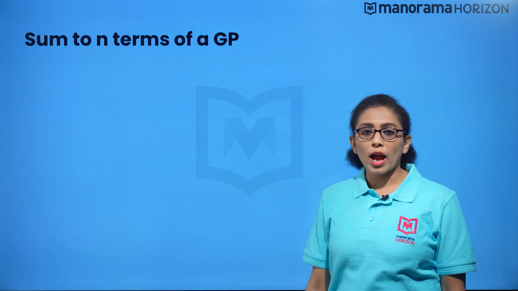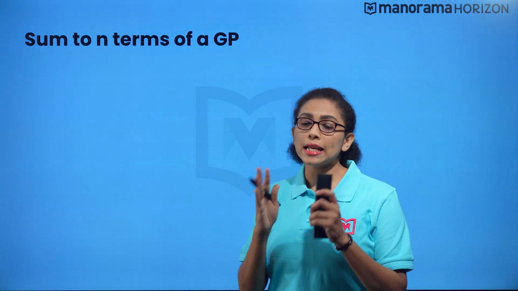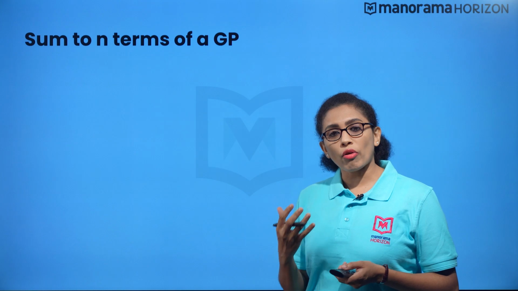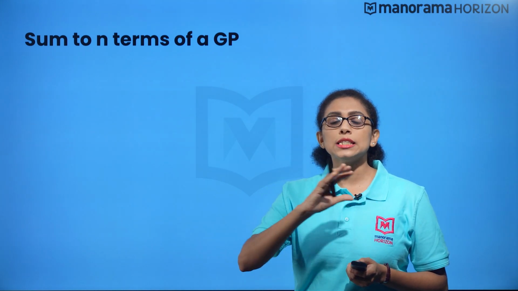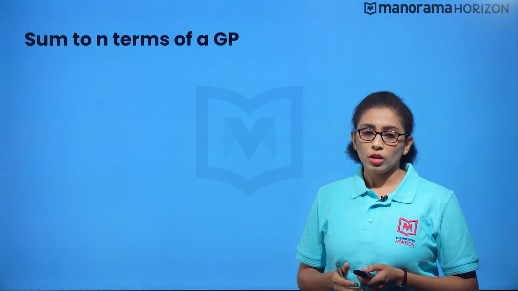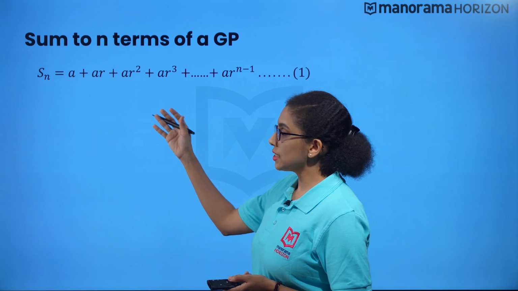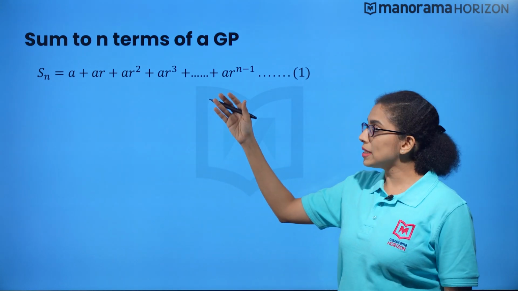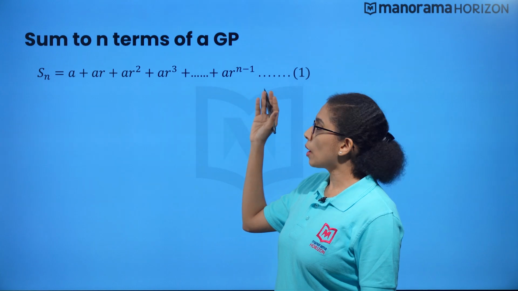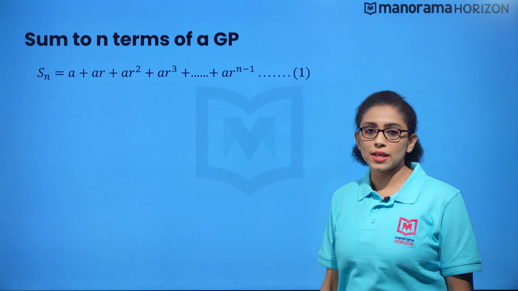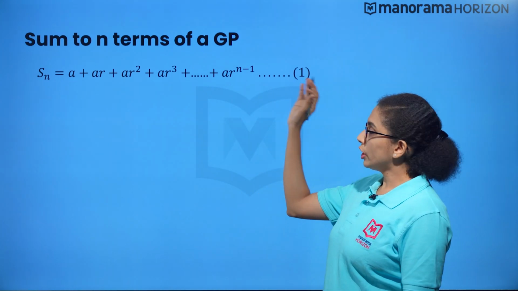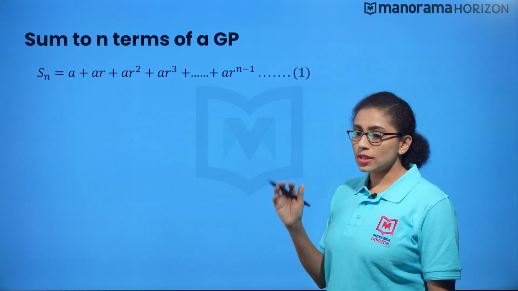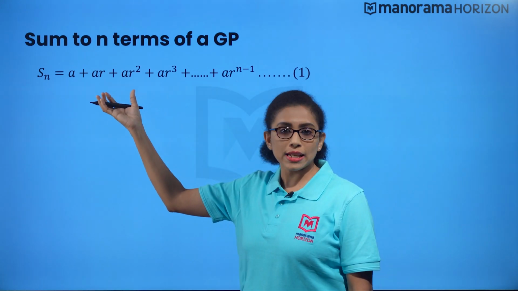Now, let us find out the sum to n terms of a GP. Suppose that we want to find the sum of the first n terms of a geometric progression. What we get is Sn is equal to A plus AR plus AR square plus AR cube and so on up to AR raised to n minus 1. We denote this as equation number 1. This is actually called a geometric series.